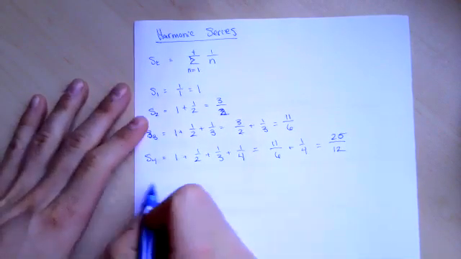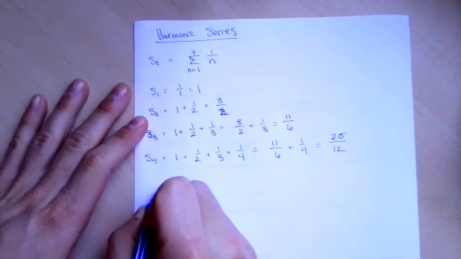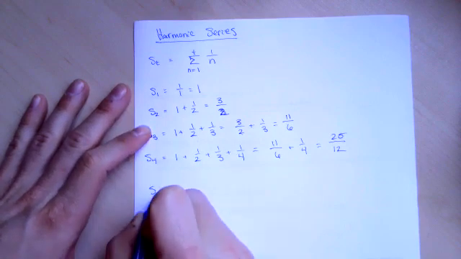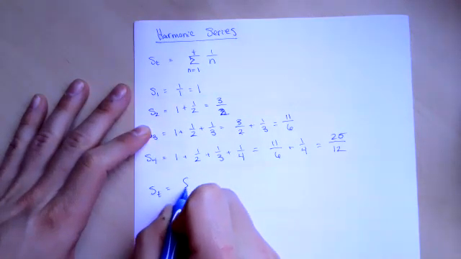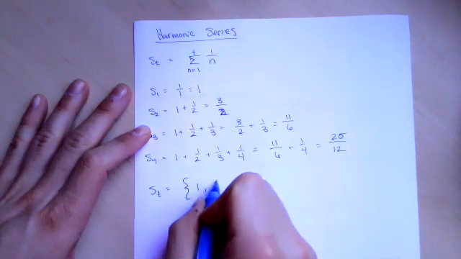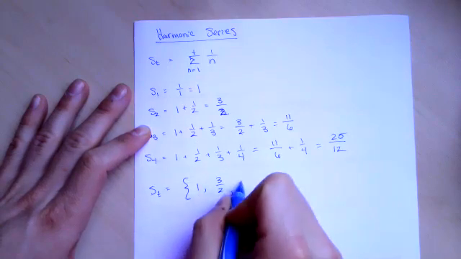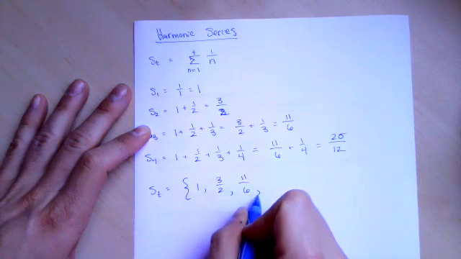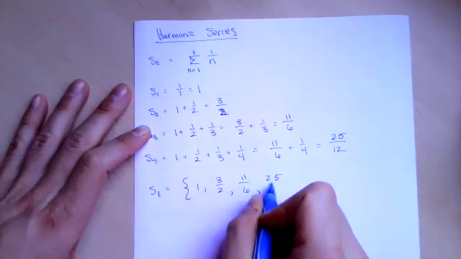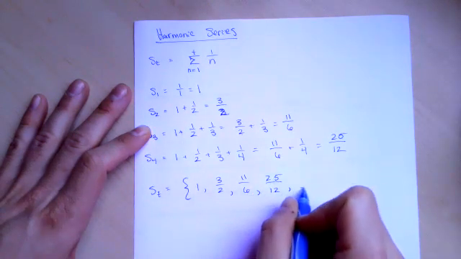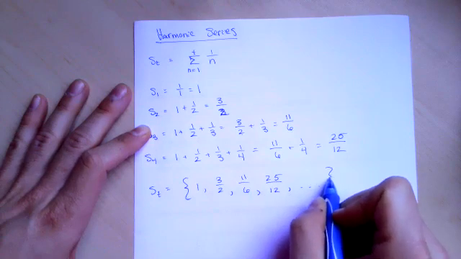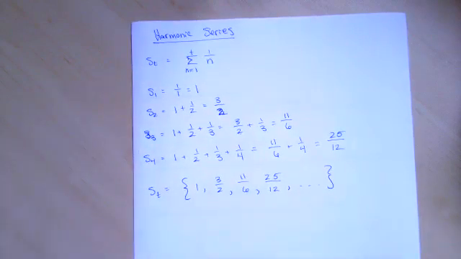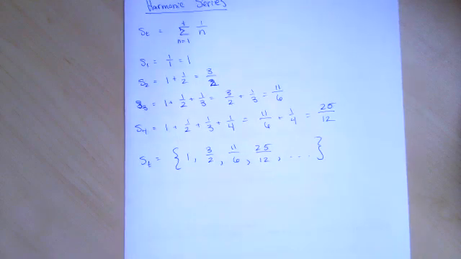And so we get this new sequence. Let's write it out, at least the first few terms. We had 1, 3/2, 11/6, and 25 over 12. And then it's going to keep going. So that's our sequence of partial sums for this series.